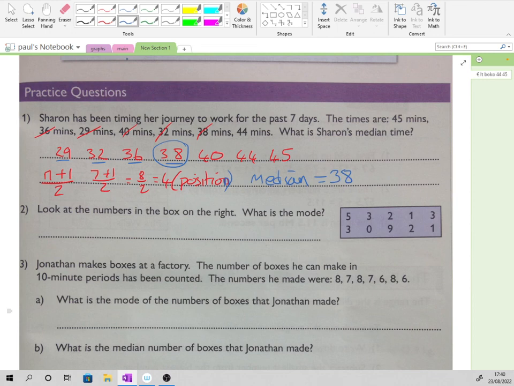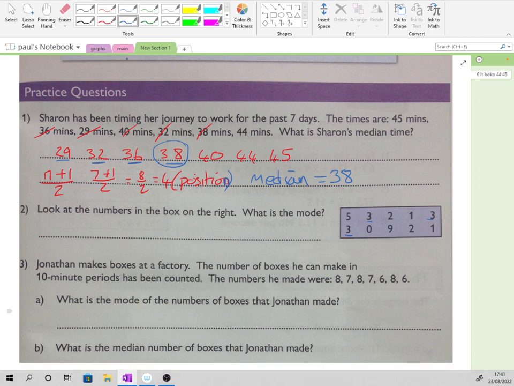Right, look at the numbers in the box on the right. What's the mode? Remember, the mode is the most common, and we've got a 3 that appears 3 times. So the mode equals 3.